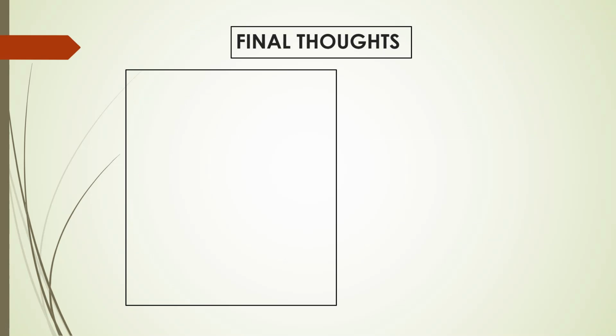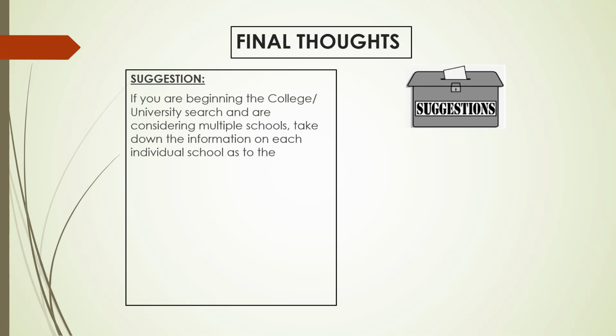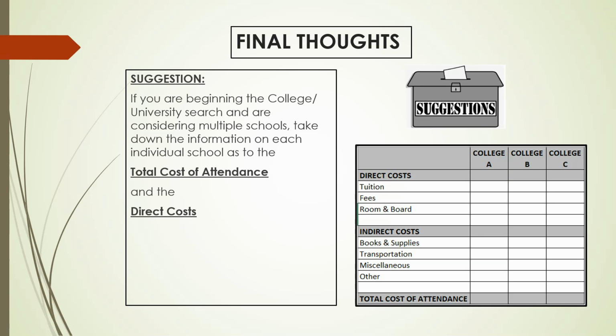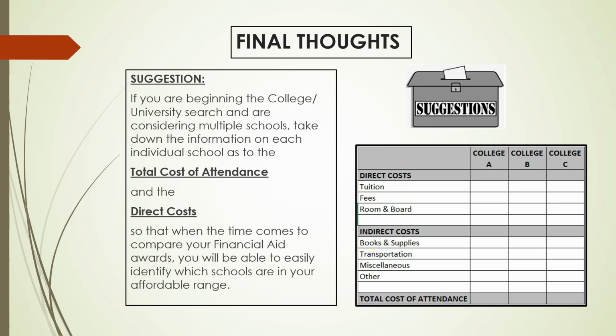And just some final thoughts on the cost of attendance. If you're beginning the college or university search and you're considering multiple institutions, take down the information on each individual college or university as to their total cost of attendance and the direct costs. And you can create a little document like this and list those items for each individual college. That way, when the time comes and you've been accepted to multiple schools and you have your financial aid award packages in hand, you'll be able to compare those financial aid awards and easily identify which schools are in your most affordable range and what works best for you and your family.